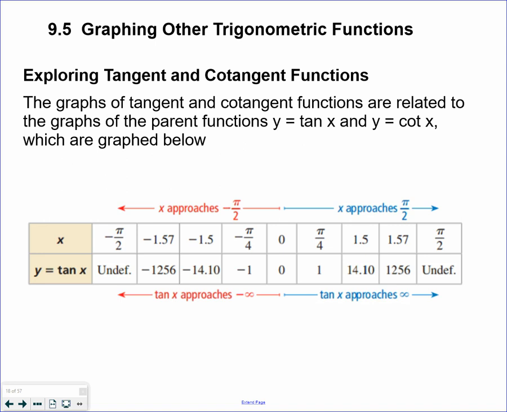Graphs of tangent and cotangent curves are related to the parent function. You'll notice there are some undefined values in here, so tangent is undefined at certain points. What that means is that there are locations in the graph where you get an asymptote, and you're going to have to understand that there's an asymptote involved. Also, the period length is no longer 2 pi. There are some subtleties of tangent and cotangent that we need to understand.